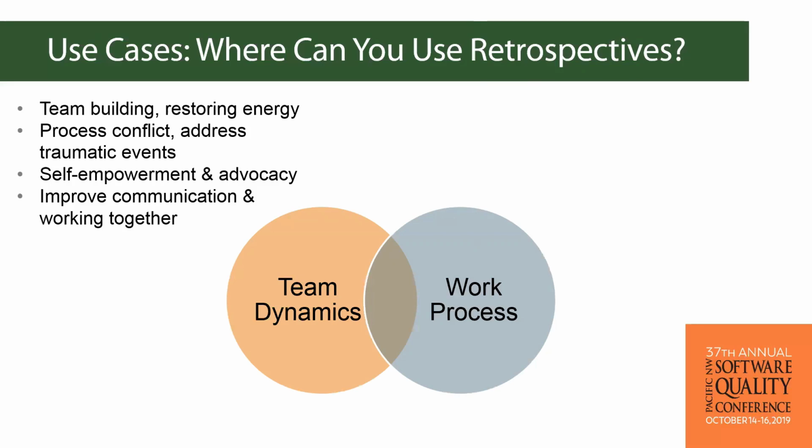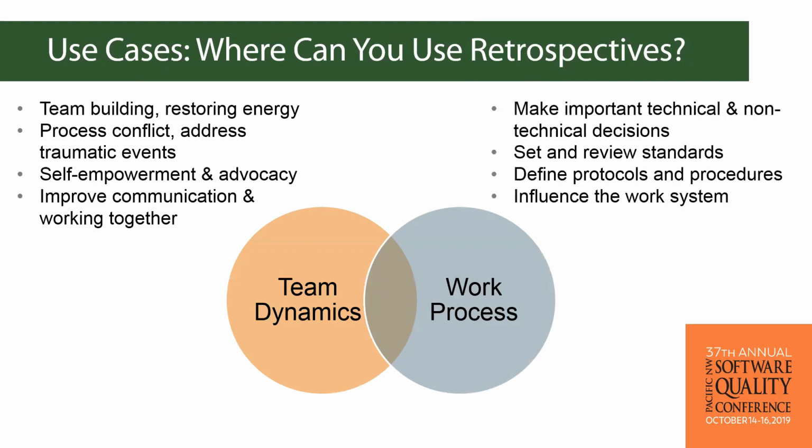You might end up using a retrospective to help teams and team members process conflict or to address some kind of traumatic event. Maybe somebody has left the team unexpectedly, that they've taken another job or had a family emergency or something like that. And we can use retrospectives for self-empowerment and advocacy. So getting the team organized to say, well, if we share a common problem or a common need, let's go out and try to address that need for the betterment of ourselves and our team and our organization. And then lastly, you can talk about ways in a retrospective to improve communication and just the way that the team functions together. So that's the team side of the coin.